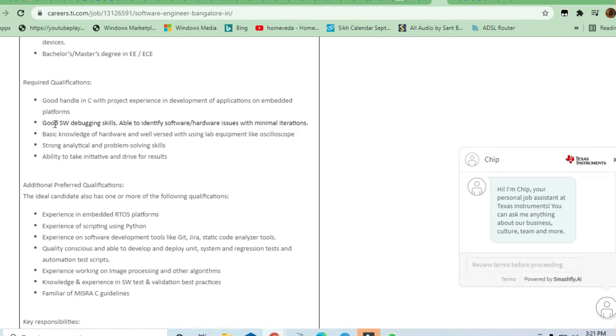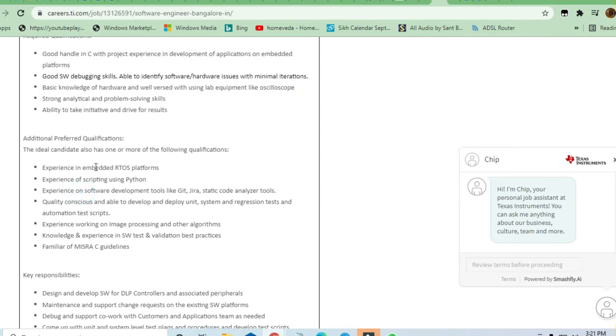Good software debugging skills, like hardware and software issues, and basic knowledge of hardware, and being well versed with lab equipment such as an oscilloscope. So guys, strong analytical and problem solving skills are required, and experience with an embedded RTOS platform is required.